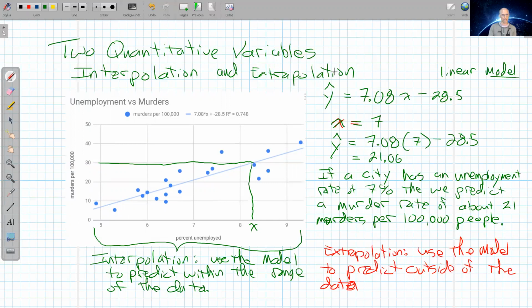Extrapolation would be to go outside of that. For example, I do not have an unemployment rate of 10% here. That's outside of my data. Using this equation to make a prediction outside of the data range, that's an extrapolation. Extrapolation is a little bit more dangerous because we really don't know what's going on out here. We don't have data to go with it. It could be that for cities that have higher unemployment rates, the murder rate's way higher, off the line, or way lower, but it may be on the line. We don't know. We just don't have that data. So extrapolation can be dangerous because you don't have supporting evidence related to the model.